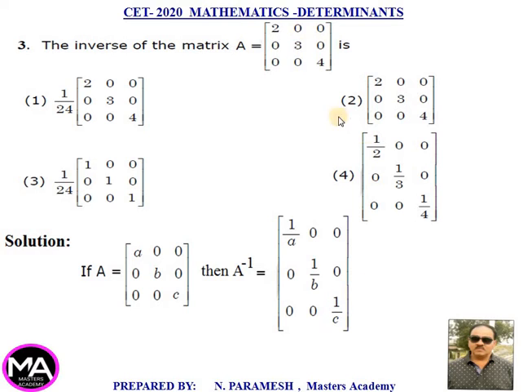In the given problem, instead of a they have given 2, instead of b given 3, instead of c given 4. Therefore, A inverse is equal to first row 1 by 2 0 0, second row 0 1 by 3 0, third row 0 0 1 by 4. Therefore, option fourth one is the right answer, when a is not equal to 0, b is not equal to 0, c is not equal to 0.